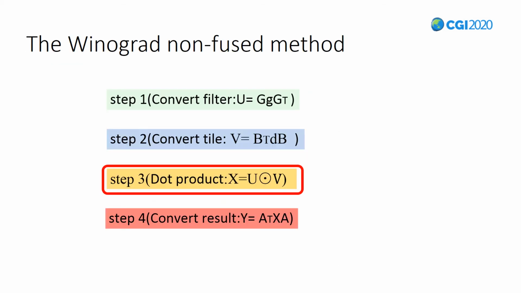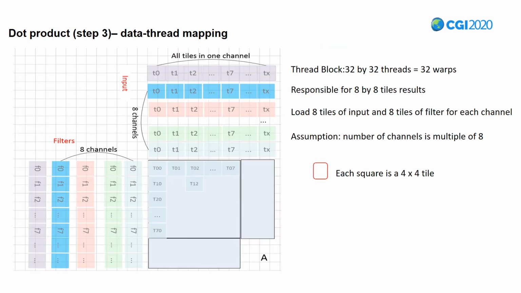The third step is to calculate the dot product between converted filters and tiles. This needs element-wise multiplications between each channel of the converted filters and tiles, then collapsing the tile over C channels down to a single channel. We assume the number of channels is a multiple of 8, with a 32 by 32 thread block, one thread calculating only one output. Each block can handle 8 channels of data loading and calculation in each outer iteration.